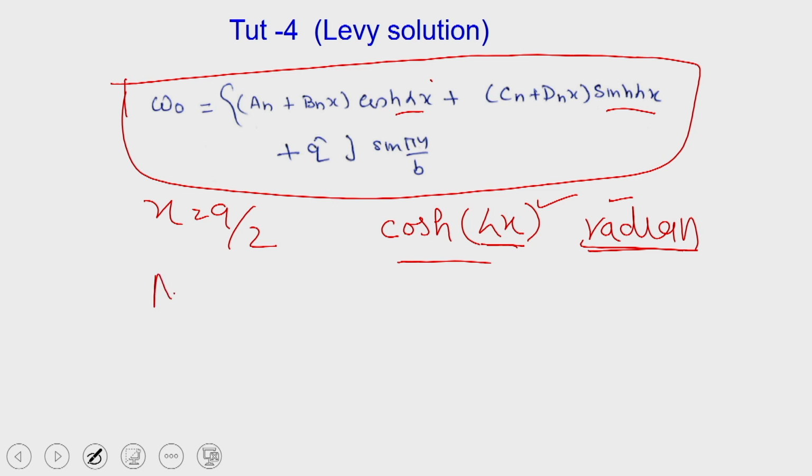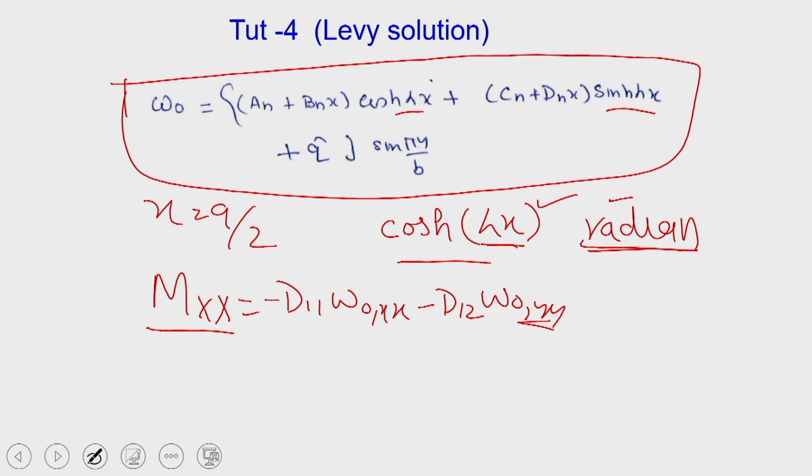So now if somebody is interested in the moment of this plate, it will be minus D11 of w comma xx minus D12 of w comma yy. So w comma yy you will get as only pi square by b D12 and the same term. Similarly, you take the double derivative of this, substitute those values and evaluate that. Similarly, evaluate Myy and so on.